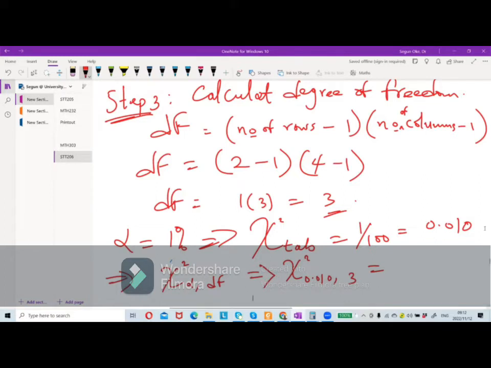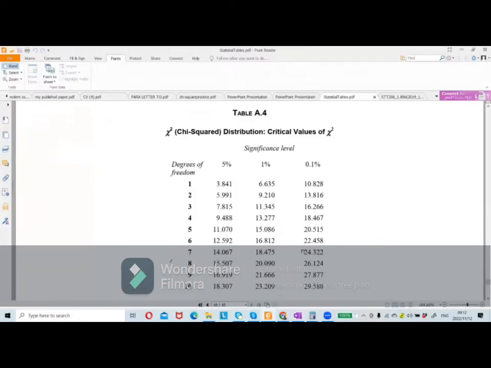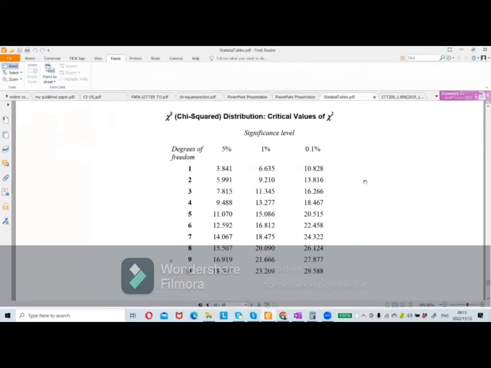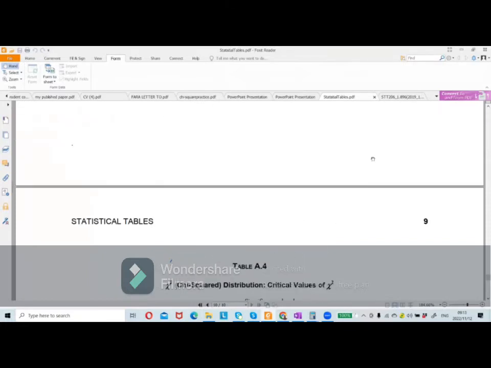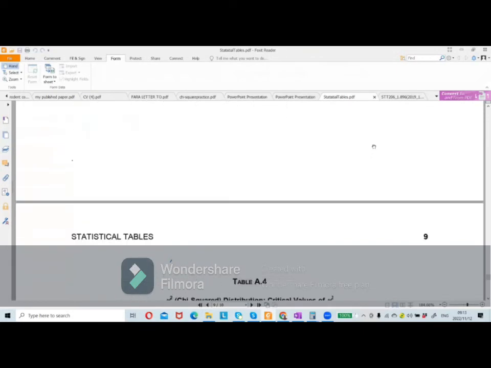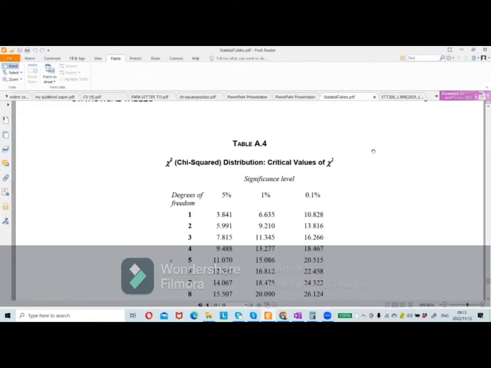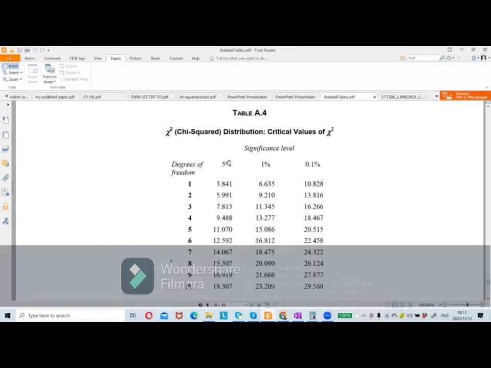I think I gave you a table some time ago. Do we still have it? Look at this, the table that I gave you some time ago, page 9 of the table. That is where they mention chi-square significance level. We are dealing with 1% now, 0.01, on the degree of freedom of 1, 2, 3, 4, 5, 6, 7, 8, 9, 10.